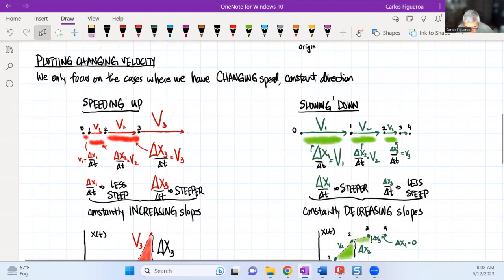Now I can do the same thing for slowing down. So if I slow down, again, we look at our intervals. You could see that the intervals between 0 and 1, 1 and 2, 2 and 3, and 3 and 4 are getting smaller and smaller, just like we saw with speeding up. Instead of increasing, they're decreasing. So since the first point, delta x1 over delta t, is steeper, we know that as we go to delta x3 over delta t, it's less steep. We see that we're seeing constantly decreasing slopes.